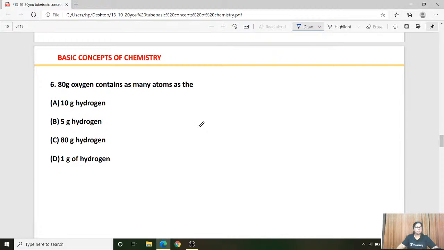Okay. Go to question number 6, students. 80 gram of oxygen contains as many atoms as in: is it 10 gram of hydrogen, 5 gram of hydrogen, 80 gram of hydrogen, or 1 gram of hydrogen? Students, you see here how to solve this problem. Now let us assume that 1 gram atomic mass of oxygen, how much is it? 16 gram.